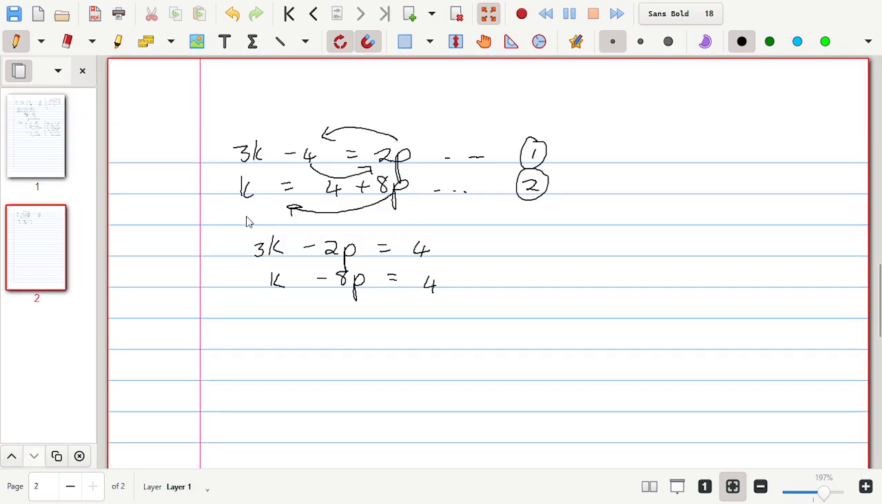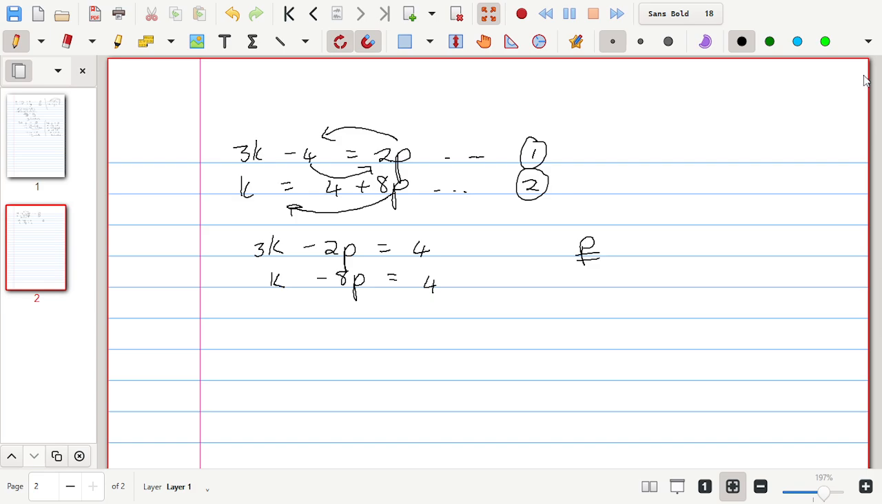In this case, we do not have the k's having the same coefficients. We don't have the p's having the same coefficients. So what we first need to do is choose a variable to eliminate. I'm going to choose to eliminate p. What I need to do is make sure that the p's have exactly the same coefficient with different signs in each equation.